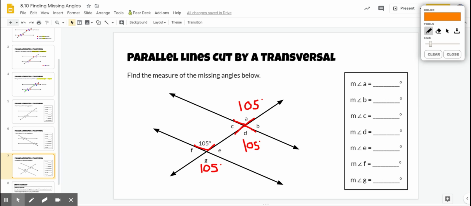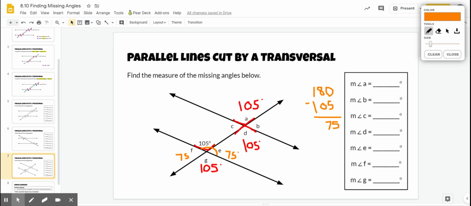So let me grab a different color here. Then I'm looking at my supplementary angles here. So if I have a measure that's already 105, I'm going to take 180 and I'm going to subtract 105, which is going to leave me with 75, which is going to make all of my acute angles 75.